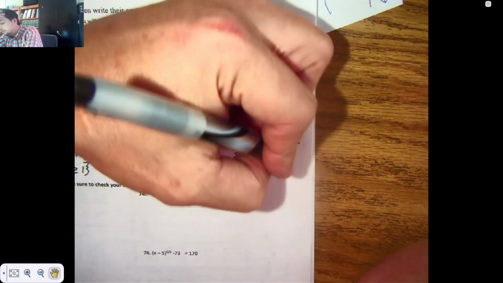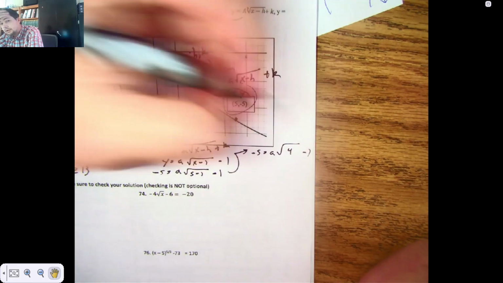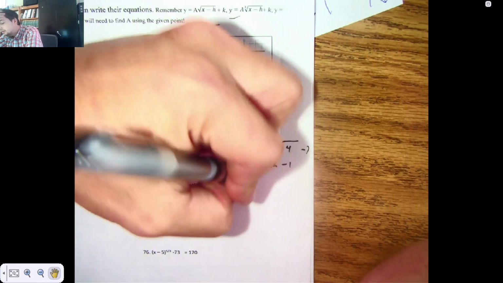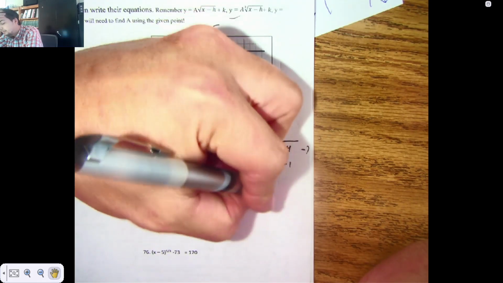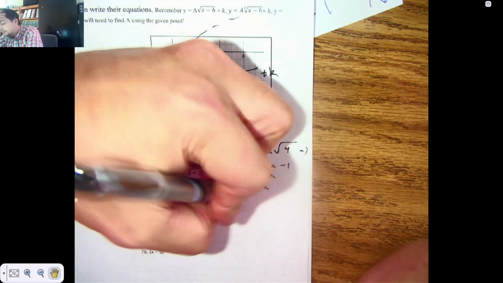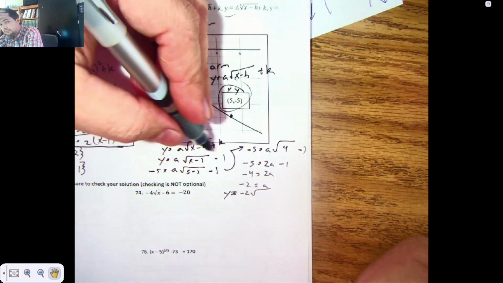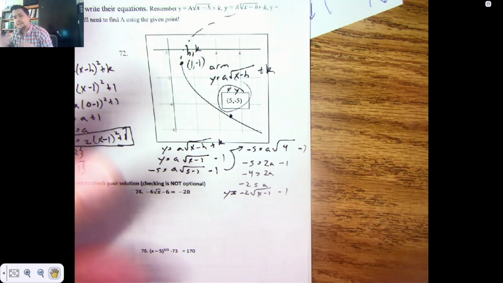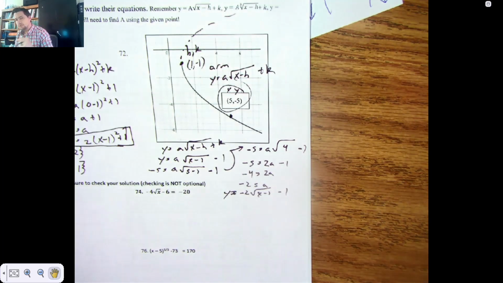You do 5 minus 1, you get a 4, right? The root of 4 is a 2, so 2a minus 1. You add 1 to both sides. Negative 4 is 2a, and my a value is negative 2. So I get this nice little equation that y is negative 2 roots, going back here now, x minus 1, and then take away 1. And this makes sense because the thing opened down. It should have a negative symbol in front of it, shouldn't it? It should.